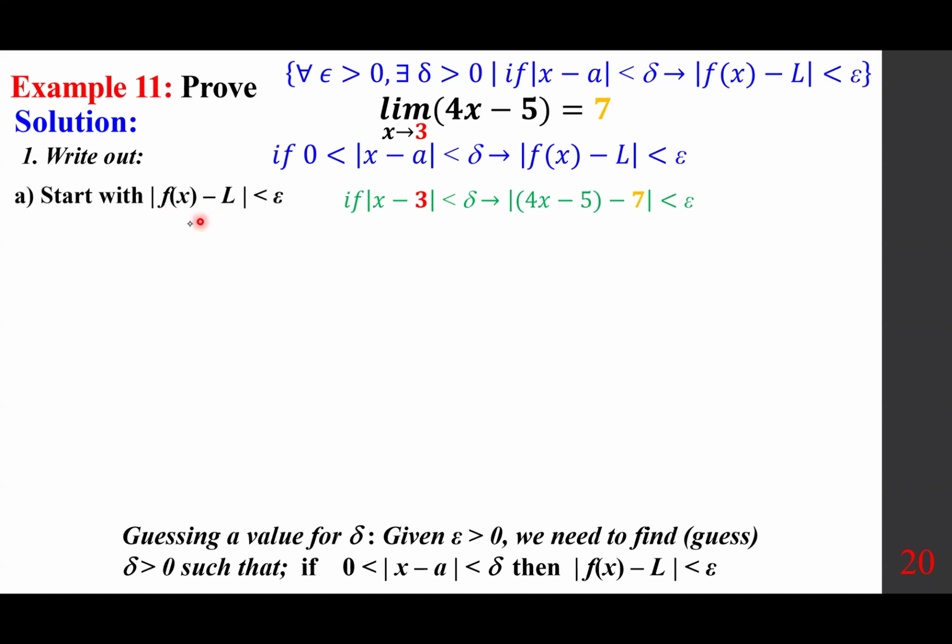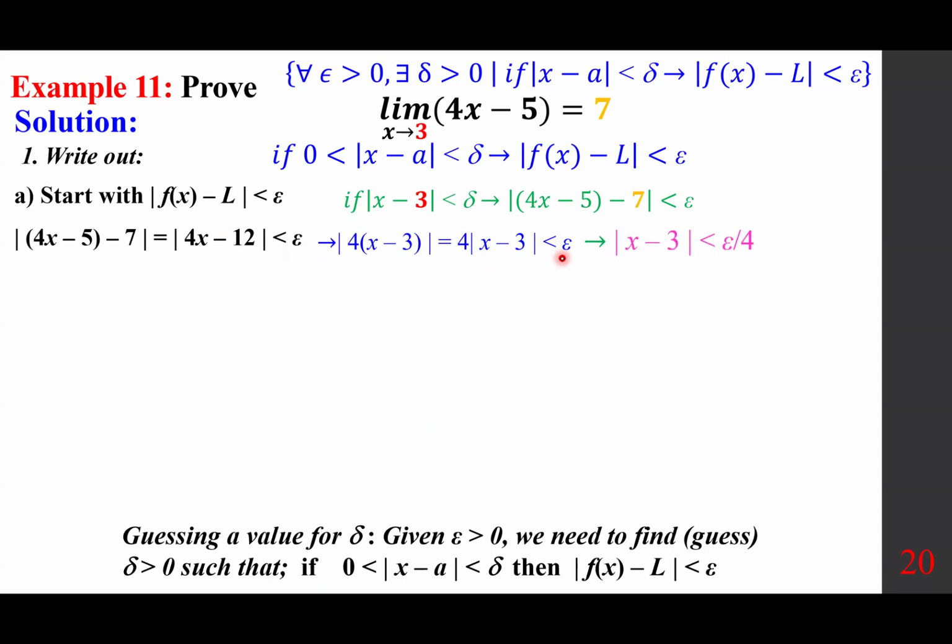So we always start with this, which means in this case here, 4x minus 5 minus 7, which makes it 4x minus 12, less than epsilon. So we started with this part, everybody. 4x minus 12, you can factor the 4 out and you can take it outside the absolute value. The absolute value of 4 is 4. If you divide both sides by 4, absolute value of x minus 3 becomes epsilon over 4, or epsilon divided by 4.